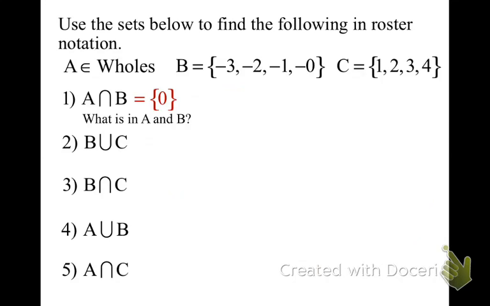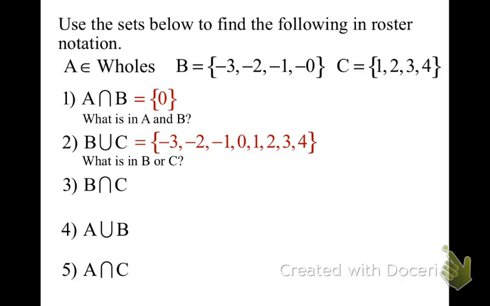Why don't you pause the recording and try all of these? All right. B union C would be -3, -2, -1, 0, 1, 2, 3, and 4. Can 0 be negative? No, it can't be negative. They just put it there to trick you.